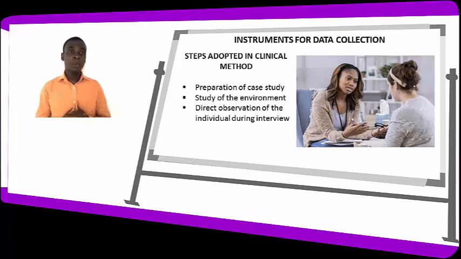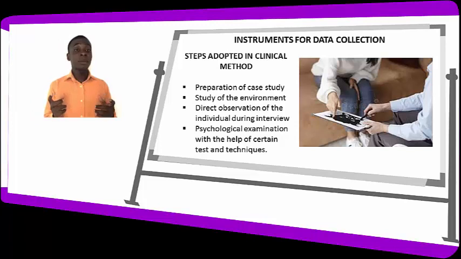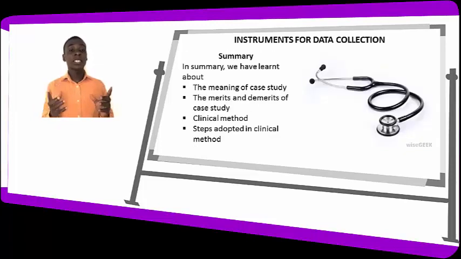And number four, psychological examination with the help of certain tests and techniques. So you do your psychological examination. Now you are using some tests, you are using some techniques in order to arrive at the desired data that you would need from that study. So in summary, we have learned about the meaning of case study. We have looked at the merits and demerits of case study, and we have also looked at clinical method, and we looked at the steps that are adopted in clinical method.